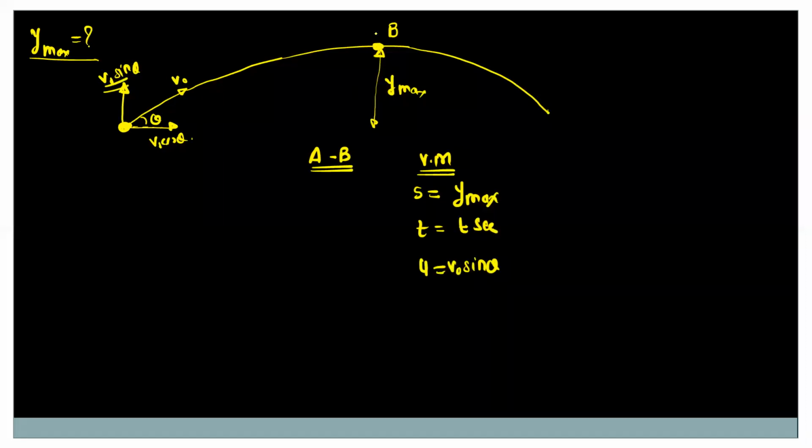And at the highest point, if you find the component in the vertical direction, this component will be 0. Because at the highest point, velocity becomes 0, and then the particle starts the motion in the downward direction. So the final velocity at point B is equal to 0. And acceleration is equal to minus 9.81 meter per second square, or we can take the value as g. So use the equation by considering these parameters.